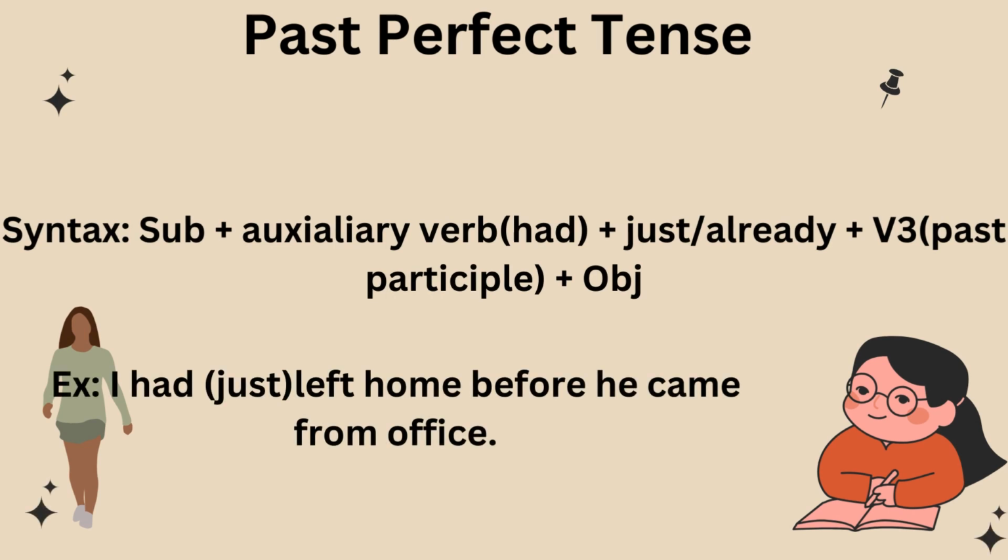So coming to the past perfect tense, what is the past perfect tense? Did you have any idea about this? Past perfect tense means, for example, if any two actions have taken place, then the first happened action should be in the past perfect tense, and the second happened action should be in the simple past tense.